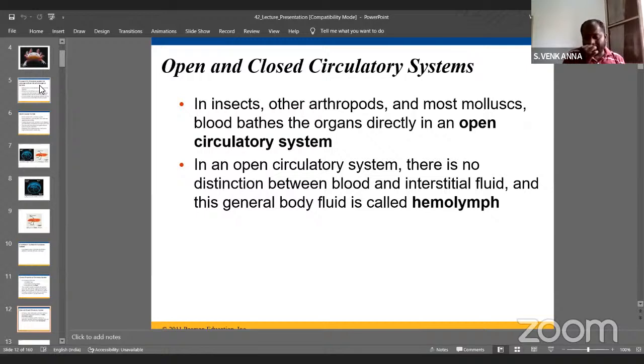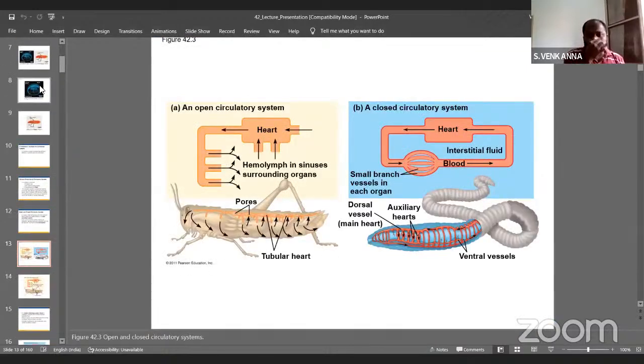The hemolymph has hemocytes. Its color is bluish, because hemocyanin contains copper. Observe the insect having an open circulatory system, and the second image is the closed circulatory system. In the open system, the heart pumps hemolymph into sinuses surrounding the organs. Here are the pores, the ventral nervous system, and the tubular heart. These images clearly show the insect's open circulatory system.